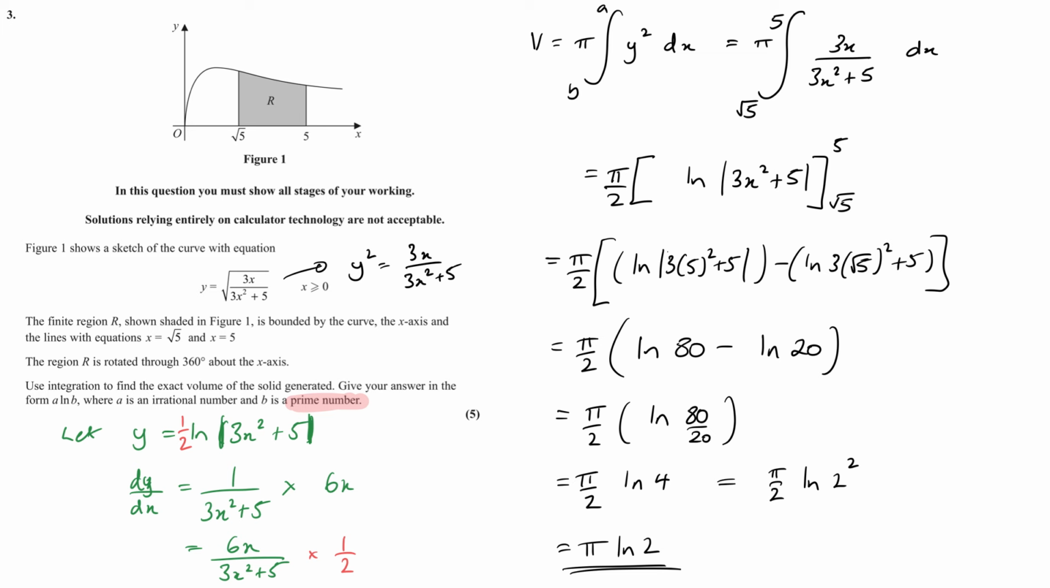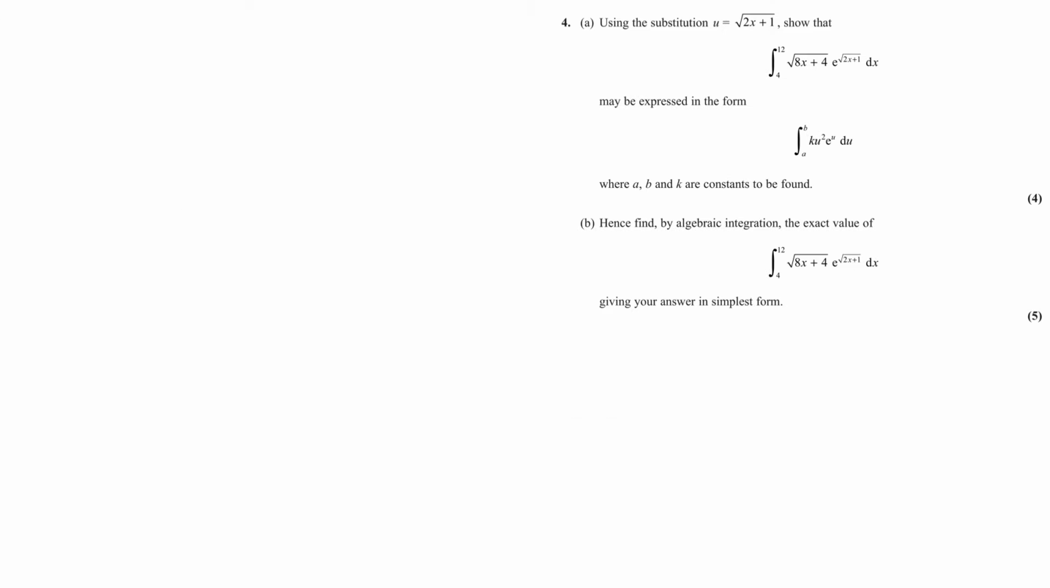Right, let's get on to the next question. This is telling us quite a lot here. So we've got to show that using the substitution, this becomes this. So let's start off with that. I'm going to say, this is always a good thing to do, I'm going to call this I.